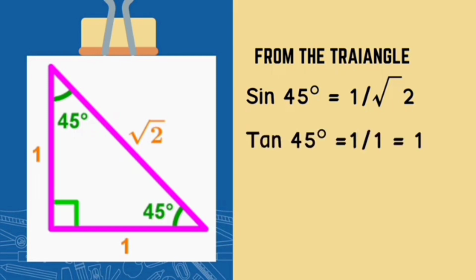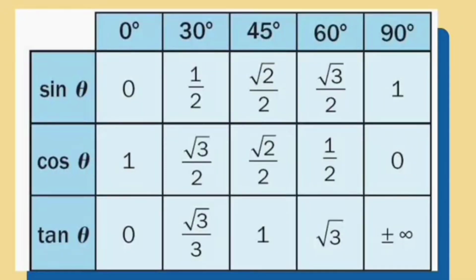Hence, sine 45 degrees becomes 1 over √2, representing the opposite side divided by the hypotenuse. Tan 45 degrees becomes 1 over 1, representing the opposite side divided by the adjacent side. This is equal to 1. While cosine 45 becomes 1 over √2, representing the adjacent side divided by the hypotenuse. Please take note of these trigonometric ratios for 45 degrees.